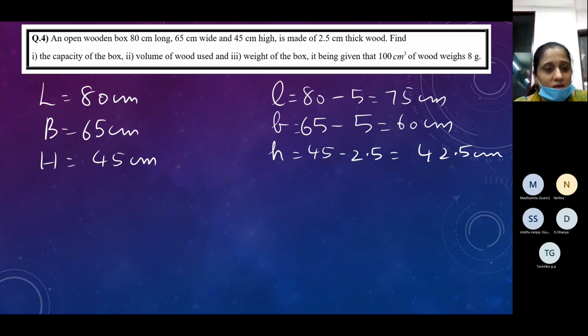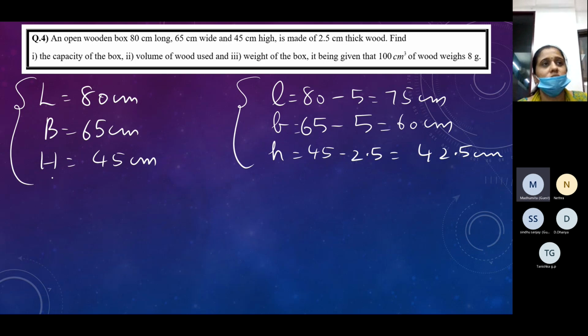Volume of the box, ma'am. This one, capacity of the box. It's cuboidal, so it's length into breadth into height, ma'am. 75 into 60 into 42.5. Why are you taking this one and not this one? Ma'am, because we can fit things only inside the box. We can't store anything inside the thickness of the box.